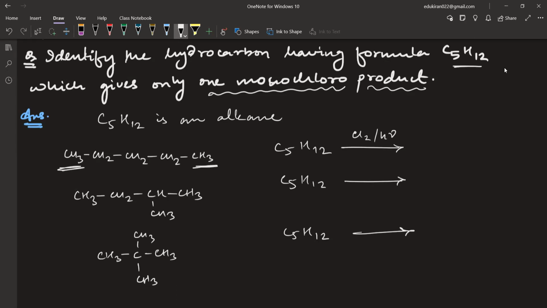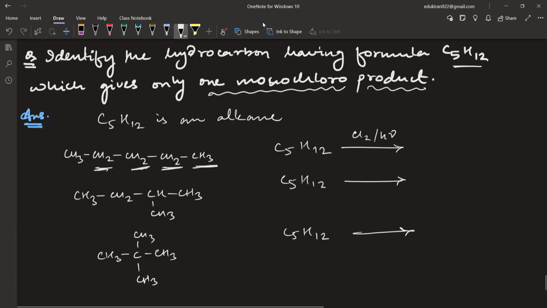You have to answer yes or no. If yes, they are the same. That means you have to just take one CH3, and this CH3 will give a monohaloalkane. And even if you attach the halogen atom to the other CH3, it will still give the same monohaloalkane. Okay, now there is a CH2 here, a CH2 here, and a CH2 here. Are all of these the same? Yes or no? Tell me. Yes, all of them are the same.